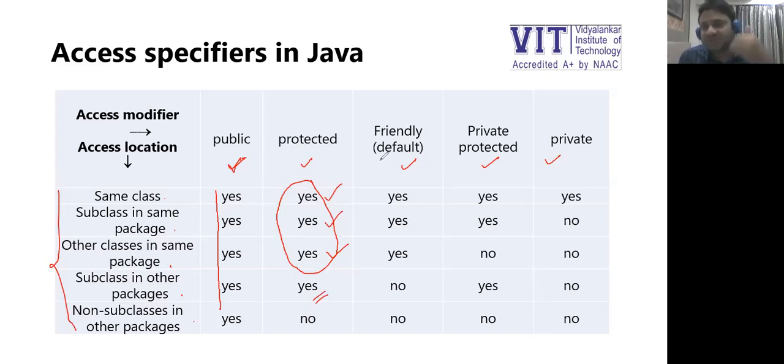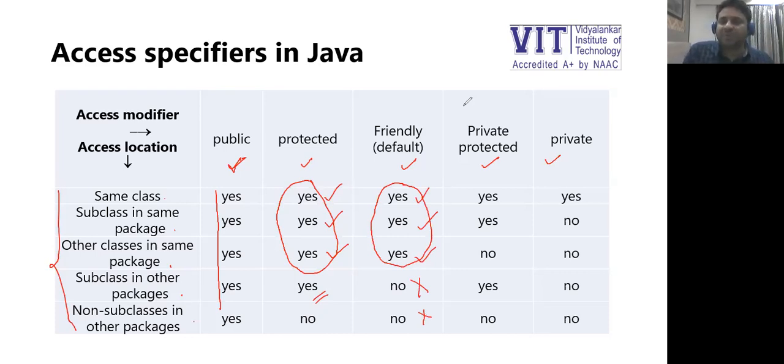Friendly, if you do not specify any access specifier, then again it is public within the package. So it is accessible within the same class, within the subclass of the same package, non-subclass of the same package, but it is not accessible outside the package. So default is not accessible outside the package.